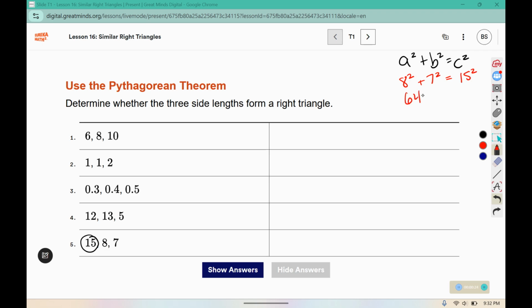8 squared is 64, 7 squared is 49, 15 squared is 225. If I add 64 and 49 together, that gives me 113, which is not equal to 225, so this is not a right triangle. If they were equal, then it would be a right triangle.